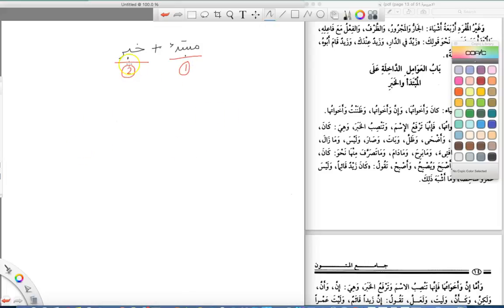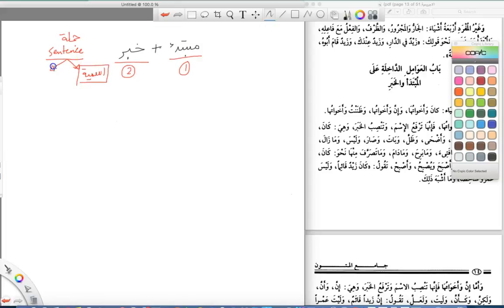Right, so let me just explain to you what a Jumla is. In Arabic, the word Jumla means sentence. So if a sentence is a mubtada khabar based sentence, you call this sentence a Jumla ismiya. Ism means noun, so it's a noun based sentence. A sentence that contains mubtada and khabar, you call a Jumla ismiya.